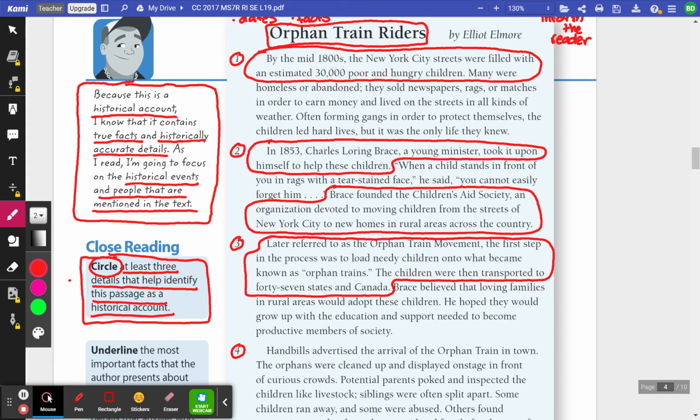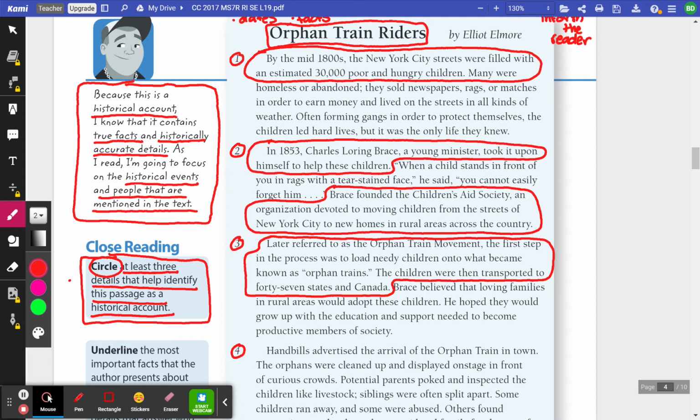So the third detail I circled, and if you haven't noticed by now, I've circled more than three, so you have some options. The third thing I circled was also in paragraph 2, and it's still about Charles Loring Brace, and it says, "Brace founded the Children's Aid Society, an organization devoted to moving children from the streets of New York City to new homes in rural areas across the country."